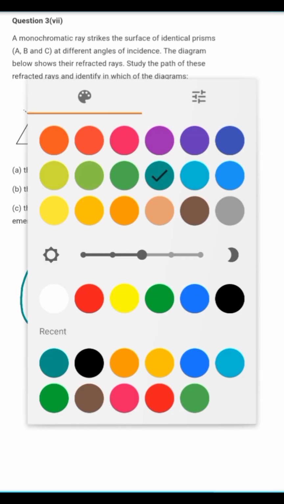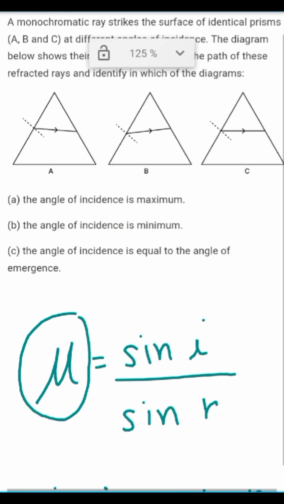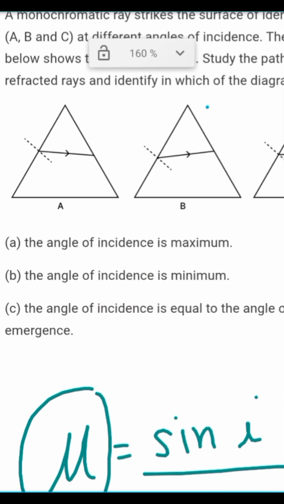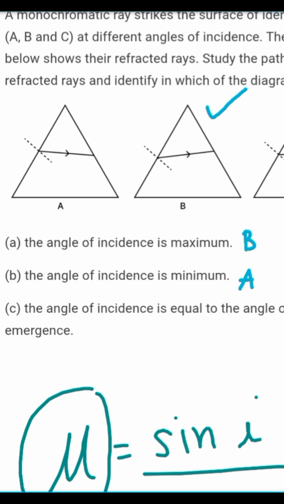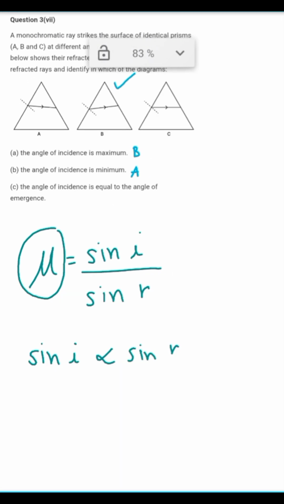So from the diagram, let me just zoom it for you. You can see that the angle of refraction is more for this case as compared to A. So of course the angle of incidence will also be more for prism B as compared to prism A. So the angle of incidence is maximum in the second case and the angle of incidence is minimum in the first case. And this was possible only because all the prisms were identical to each other. Let's move on to the next question now.